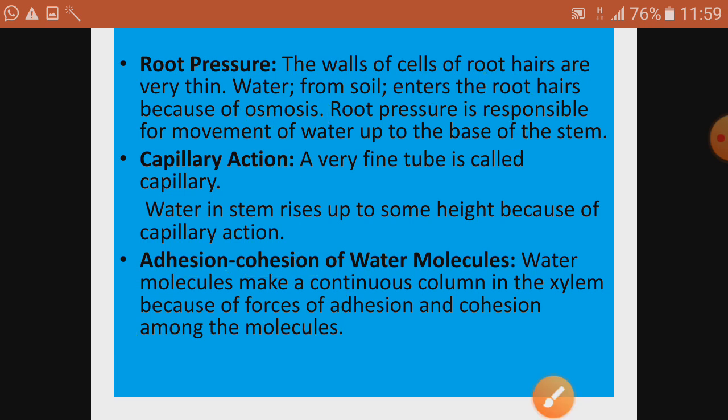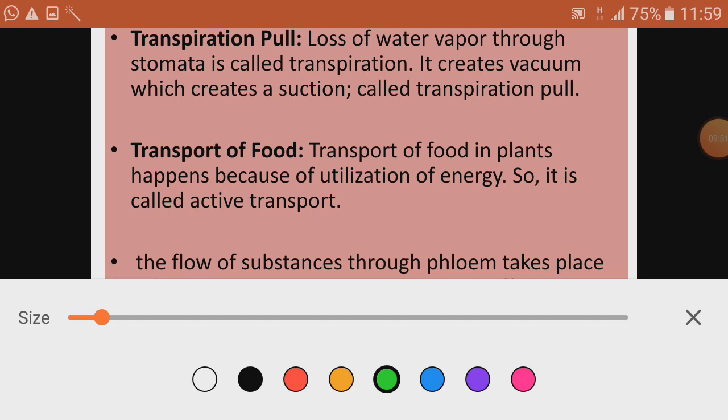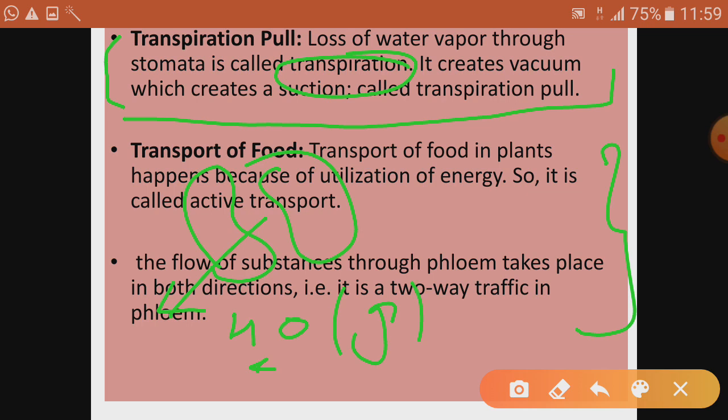Now very important theory, next theory is transpiration pull. Here we can see this one, this is transpiration pull. This topic we will study later on. So transpiration pull: loss of water vapor from stomata, or loss of water in the form of water vapor through stomata, is called transpiration. Stomata are the tiny pores which are present, and water loss in the form of water vapor, gaseous form, that process is called transpiration.